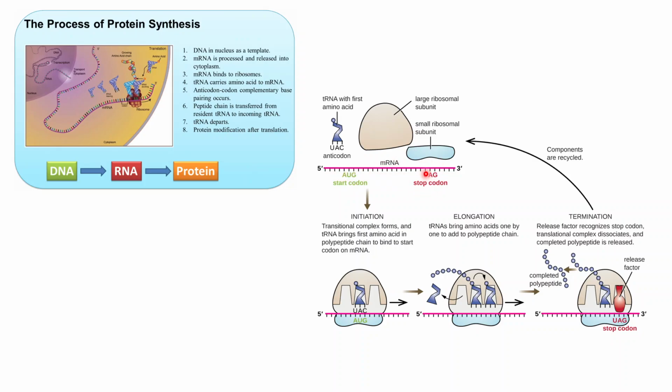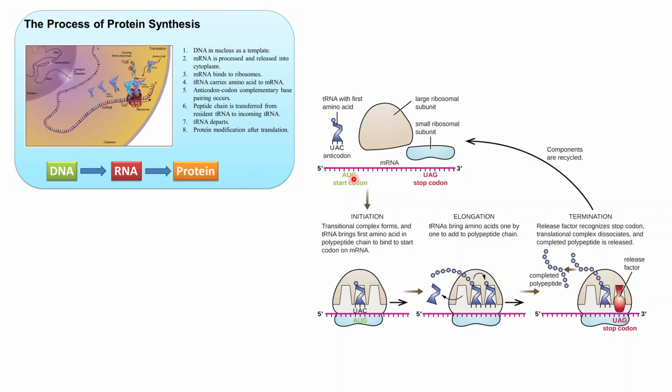And the stop codon is UAG, UGA, or UAA, written 5 prime, stop codon, 3 prime. You have to remember these things also. These are small things, but they are very crucial. So we have the codon on the mRNA.